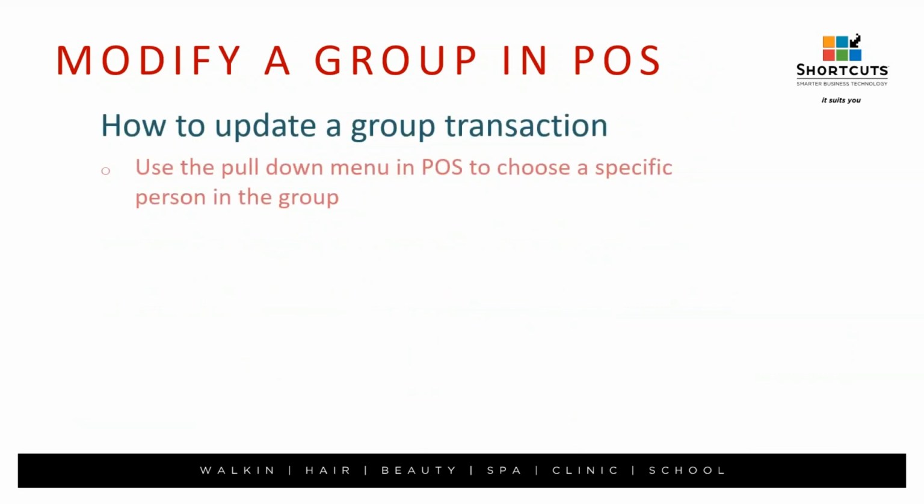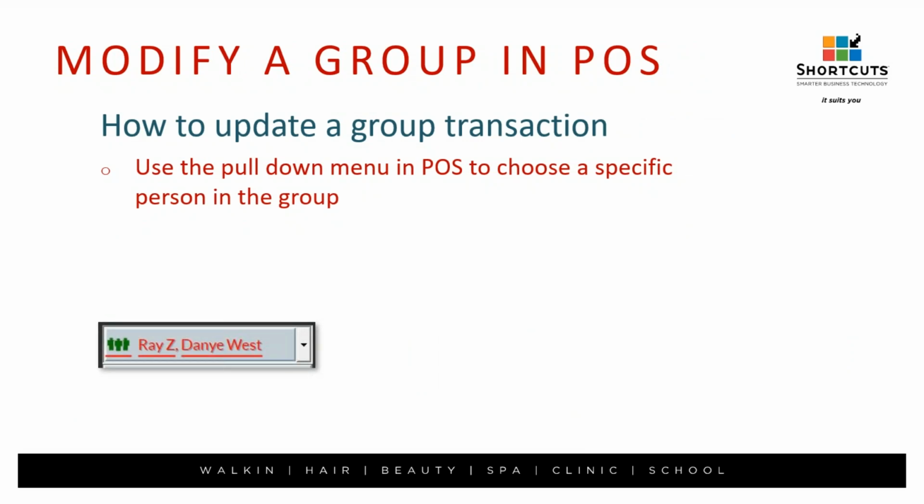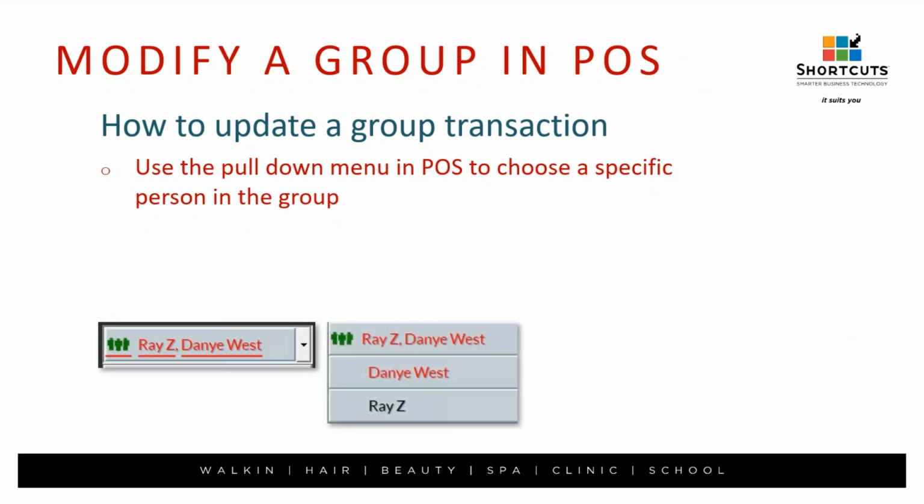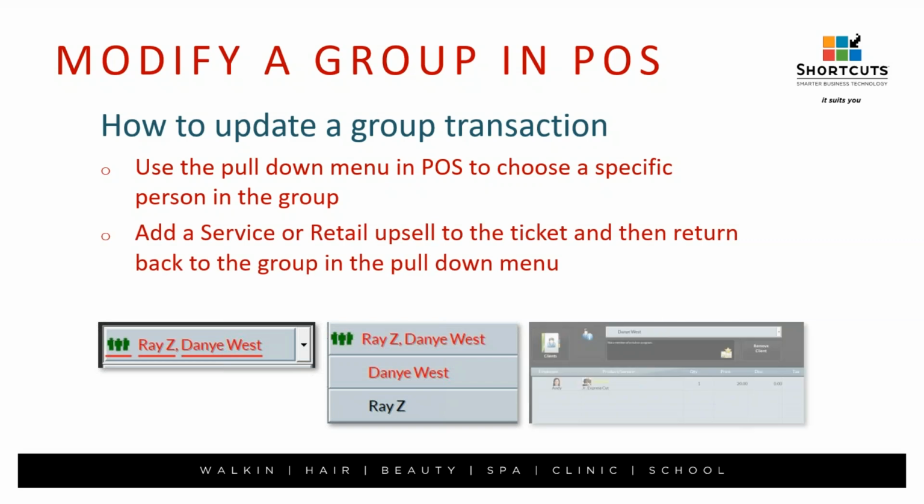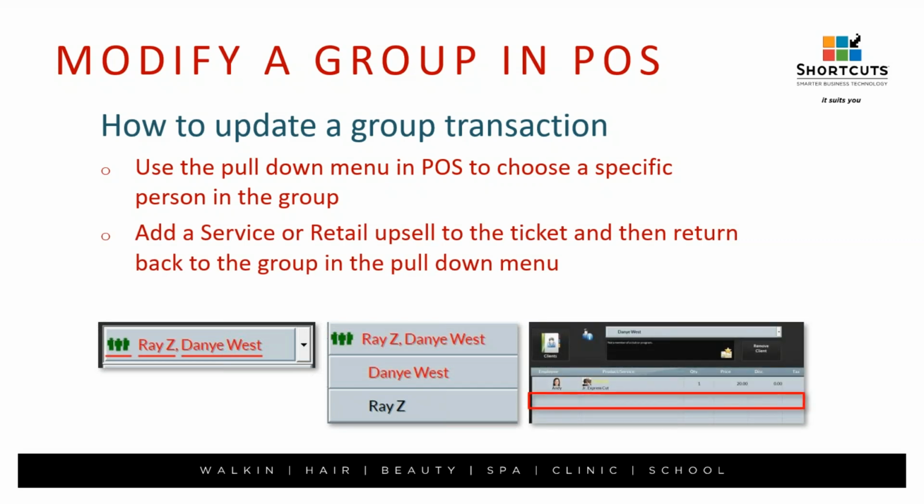Once you have a group in the point of sale, if one of those people wanted to buy an add-on service or a product, you would have to modify that group transaction because, of course, you're not selling a group a bottle of shampoo. You're selling one person in the group a bottle of shampoo. So you want to make sure that this product or this service goes into the correct history. So you do have the ability from the point of sale window to use the pull down menu and isolate one person and give them an additional service or product, and then return to the group with an updated total.